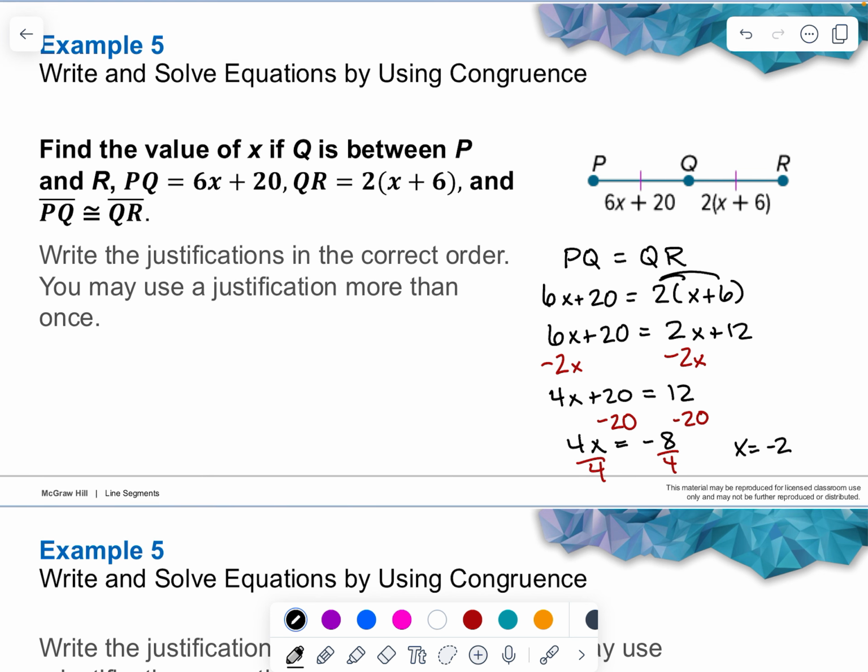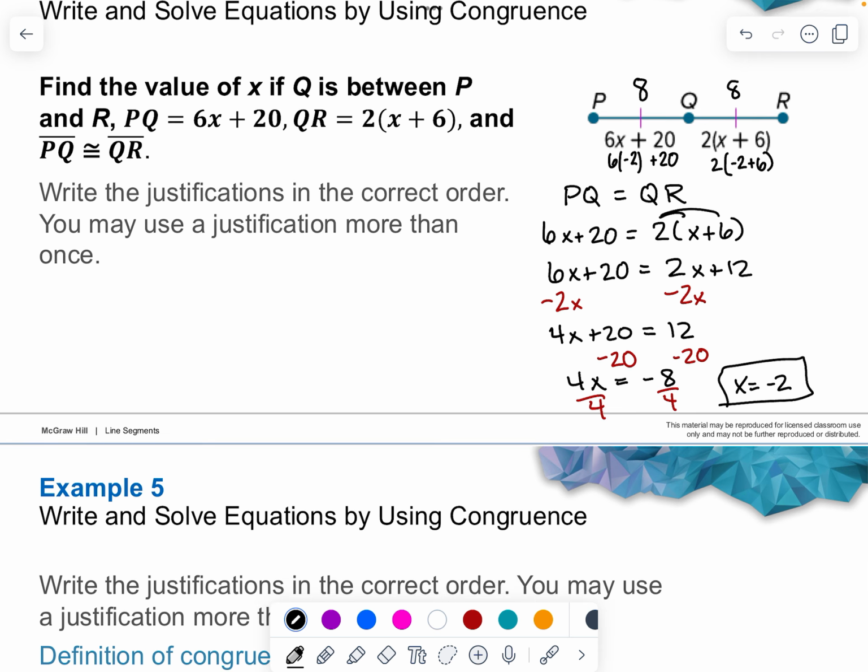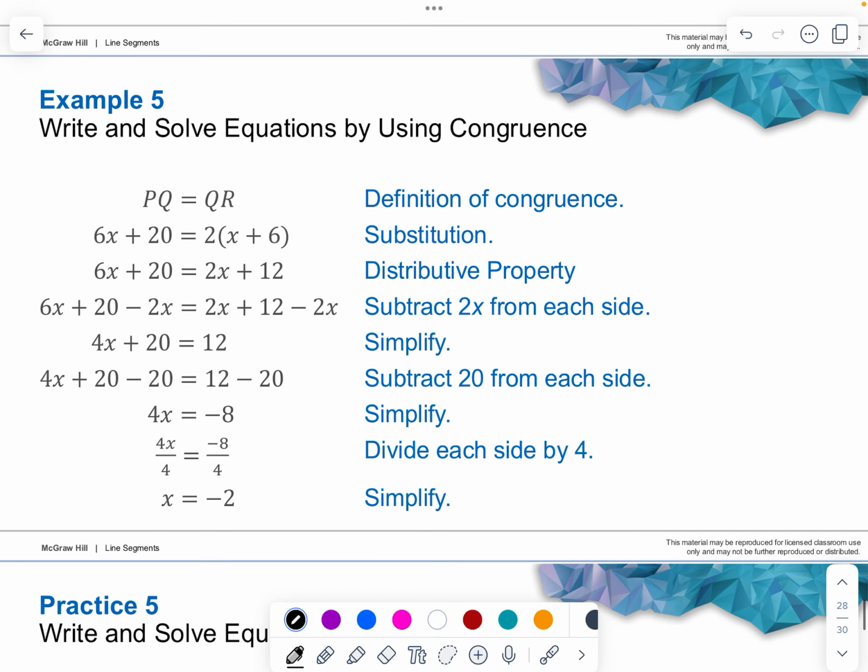So let's go plug it in there. So if I plug in a -2 up here, so 6 times -2 plus 20, I end up with -12 plus 20, which means that this is 8. And if I put in 2 times -2 plus 6, that would be -2 plus 6 is 4. 2 times 4 is 8. That makes sense. They're both 8. So this is an okay answer. Okay? Find the value of x. X is -2. Go check it out. It's good.